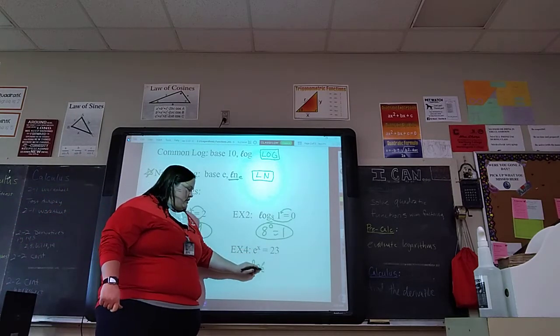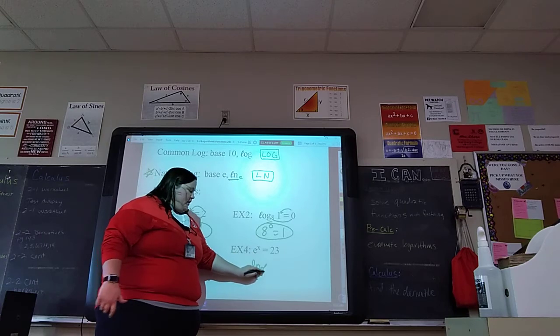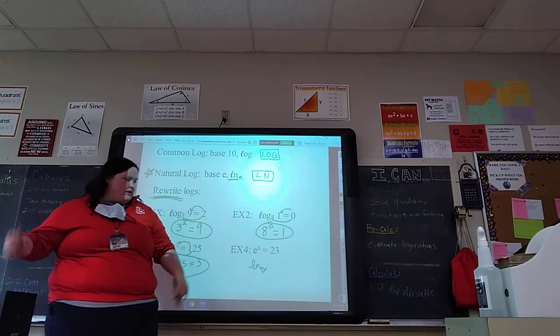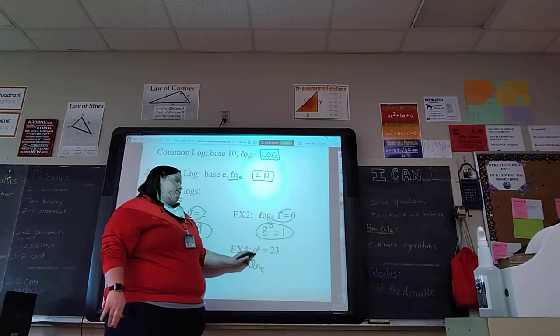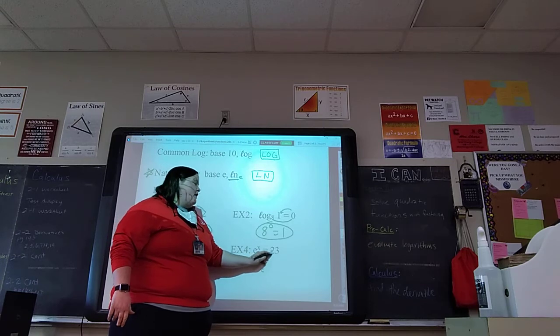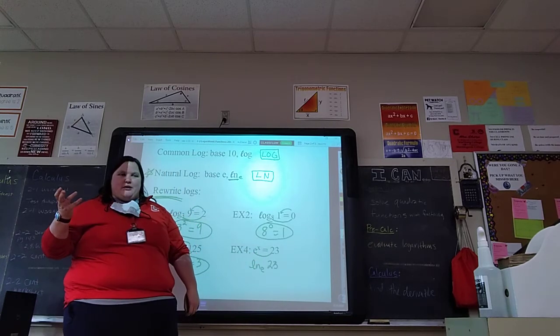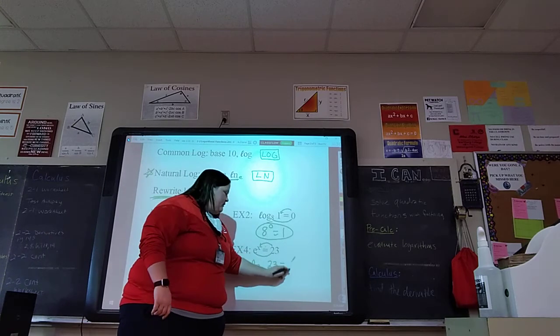So e changes to ln because it has its own special log. Again, if you want to write the e there, you can. I'll leave it there for this example, but usually I don't write it there. So then where do we go from e? You walk it over to the 23. Again, just leave a little space, write 23 normal, and then it equals x.